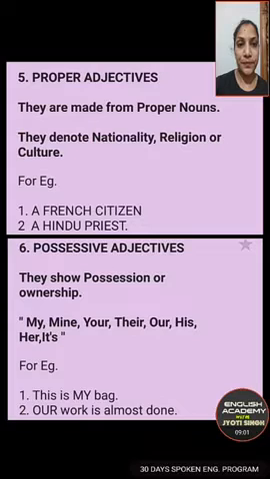A French citizen. Here, French citizen is a proper adjective because it is telling you about a citizen who is from France. Same way, a Hindu priest. Here, Hindu priest is a proper adjective because it is telling you about a priest who is Hindu. Okay, so French citizen and Hindu priest are examples of proper adjectives.